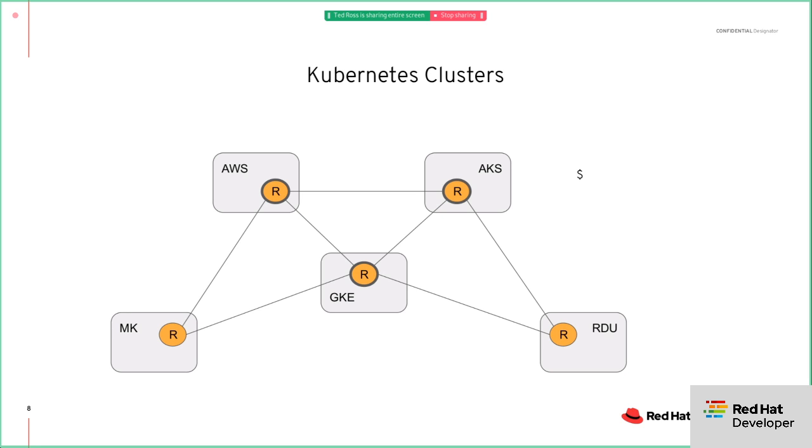You'll notice also that it's not in any particular topology. There's redundancy, which we recommend. So if one of these public clouds fails, there's still connectivity between everything. And sometimes it takes multiple hops for things to get places.